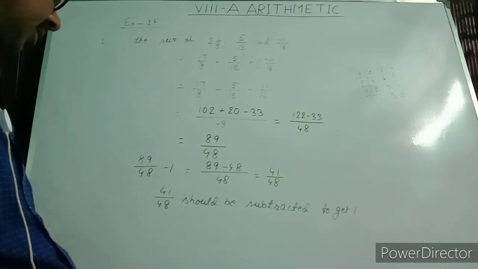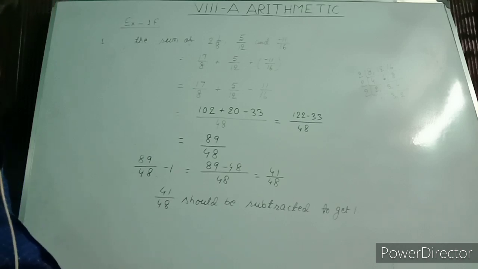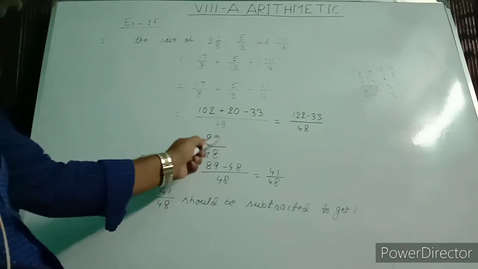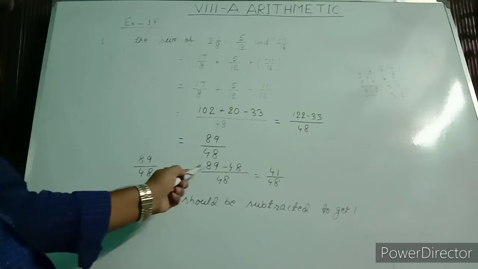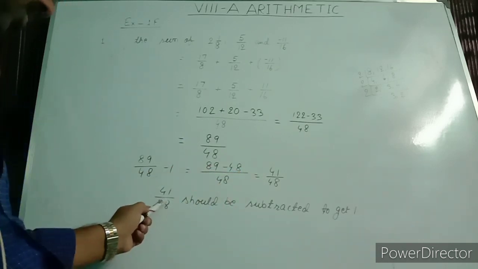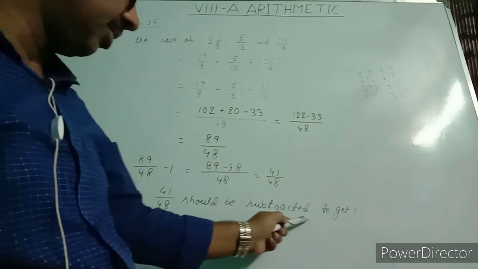So what should be subtracted from the sum of this to get 1? So we will subtract 1 from here. What is left, that will be the answer. So 41 by 48 should be subtracted to get 1.